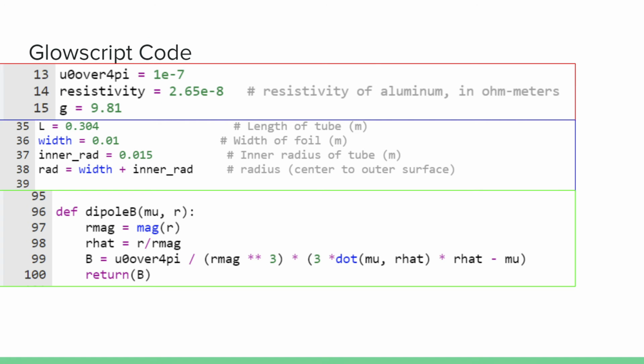The Glowscript code is shown. The red is where we establish the physical constants used in the computational model. The blue defines the geometry of the tube of aluminum foil. And finally, the green is the function to calculate the magnetic field of the bar magnet.